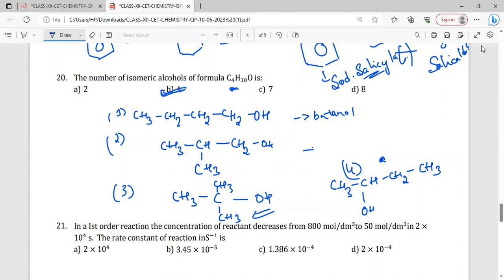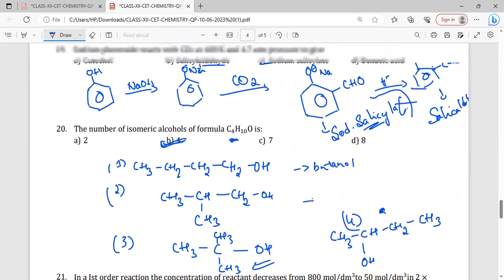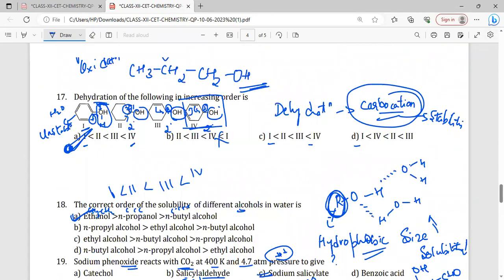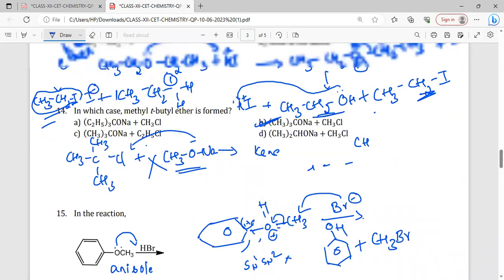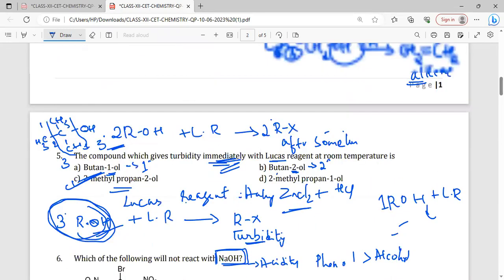Okay, I hope you all understood the solutions for these questions regarding the chapter alcohols and phenols.